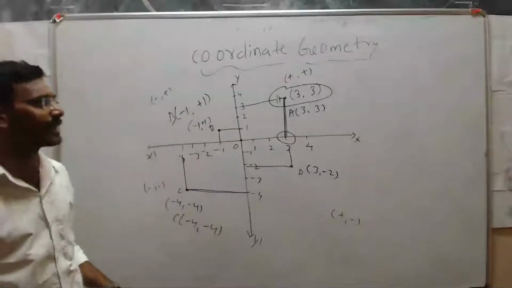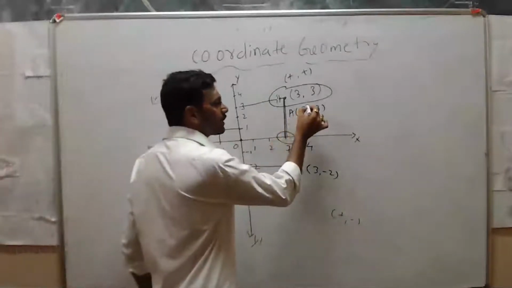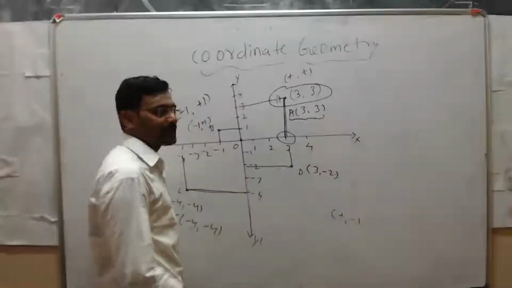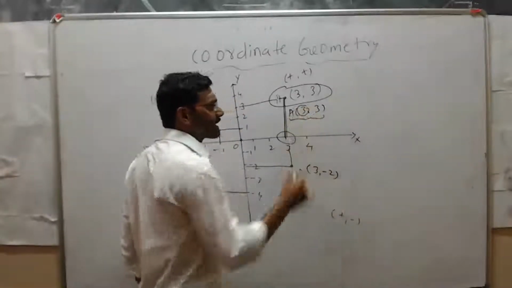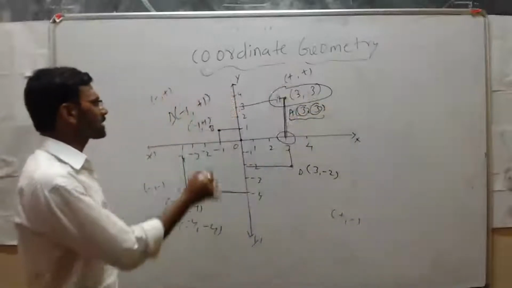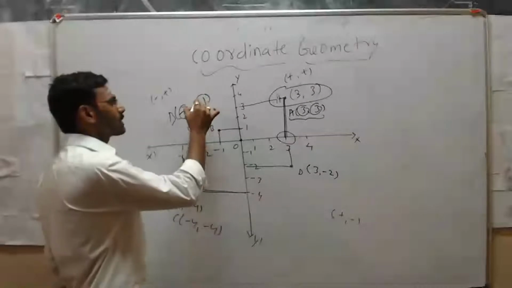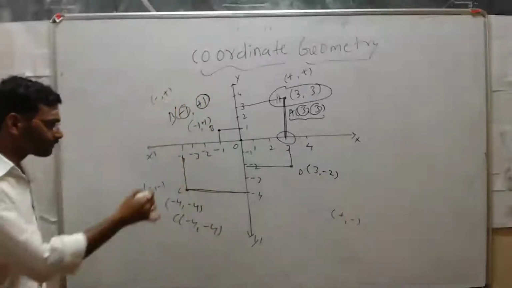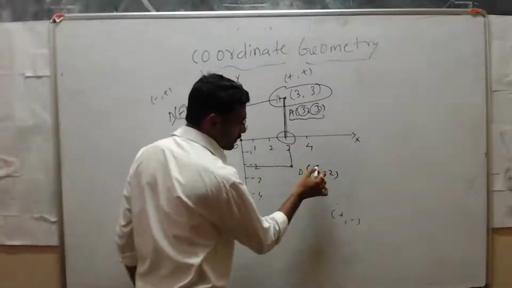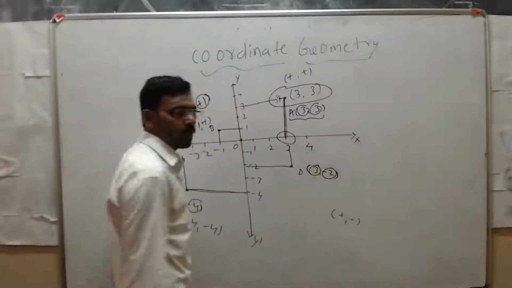It means that in coordinate geometry, for coordinates like 3, 3, the first position is always considered the x-axis value, and the second position is considered the y-axis value.